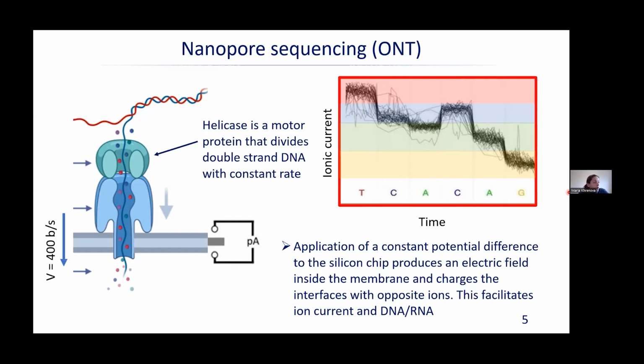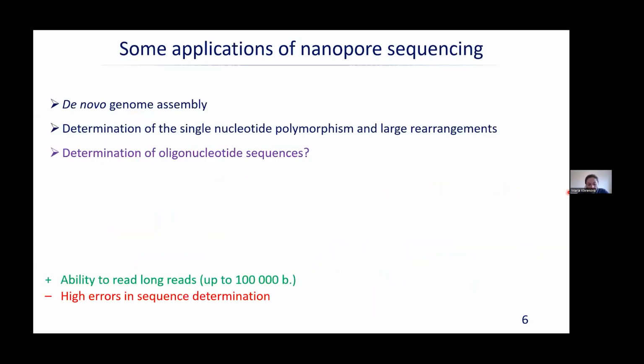So what are the main applications of this method, and what is its principal difference from the well-known next-generation sequencing? First of all, the main strong point is the ability to read long reads.